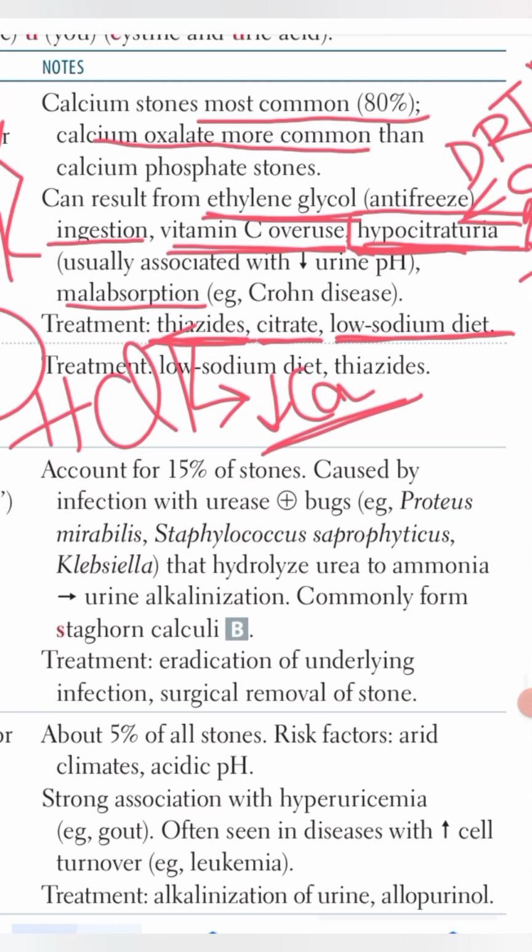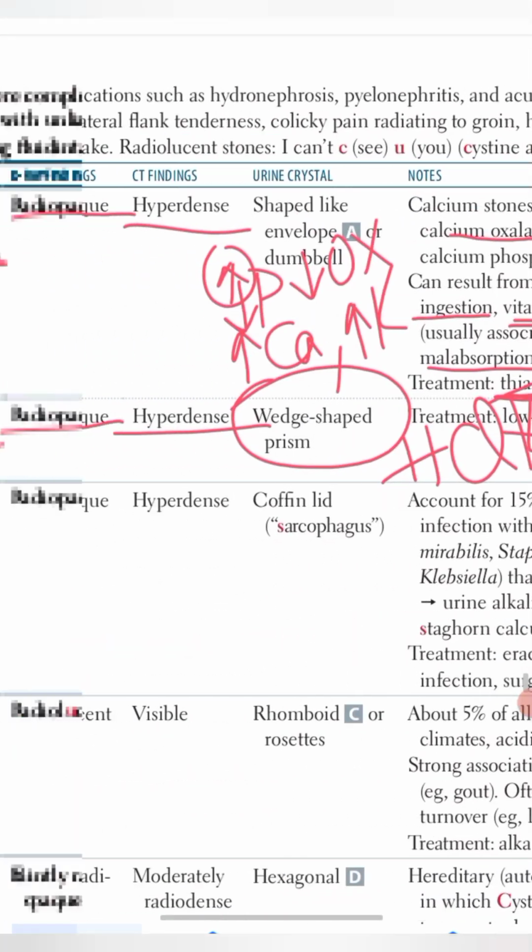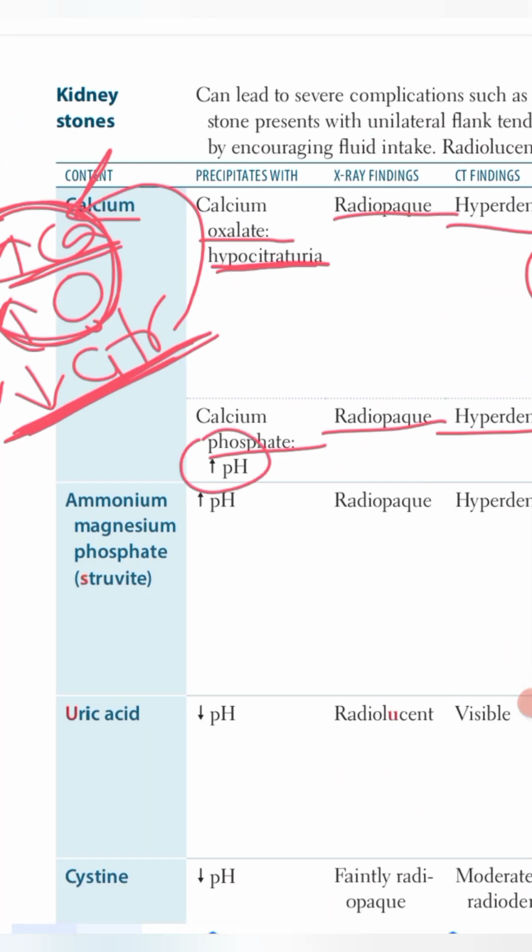Calcium phosphate stones treatment is the same, low sodium diet and thiazides. They will form when the pH of the urine is increased. They are formed in alkaline urine because of the precipitation of calcium phosphate.